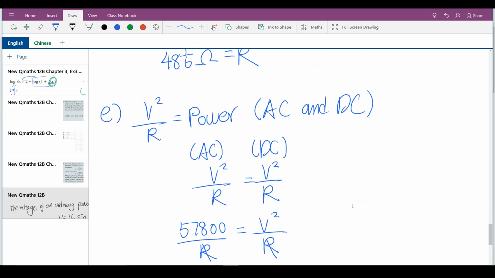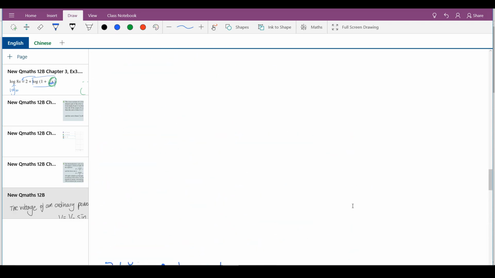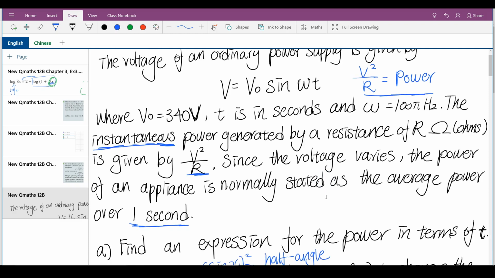Yeah. So I guess the tricky bit here is to get you to understand what the question actually wants you to do, right? So we know that for the instantaneous power, as the question says, let's go back to the question. The instantaneous power generated by a resistance of R ohms is given by that, all right? And this applies to both AC and DC, right? Because AC and DC is just referring to different types of current, right? Alternating current and direct current. But the power formula applies to both of them, right?